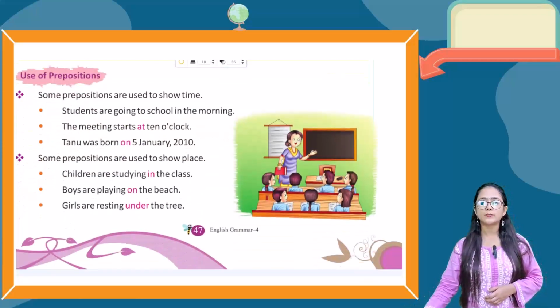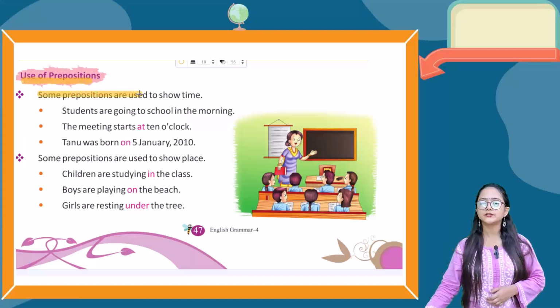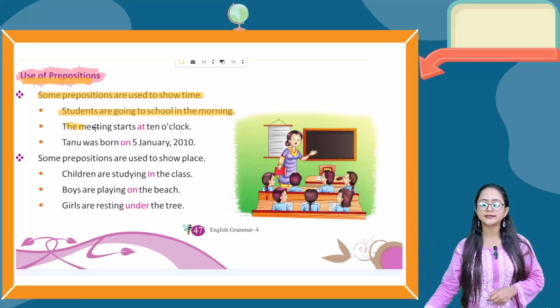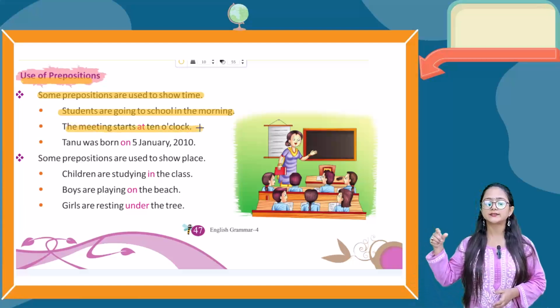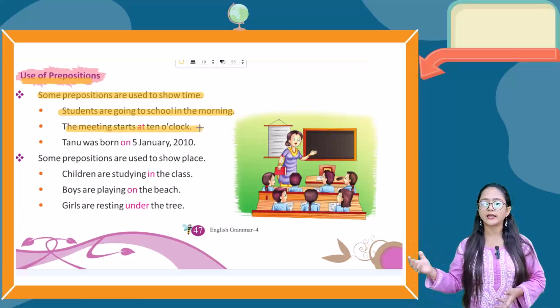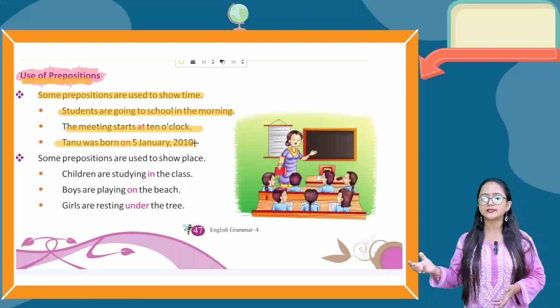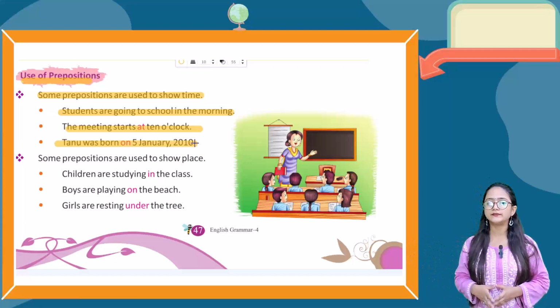Now let's talk about the use of prepositions. Some prepositions are used to show time. For example, students are going to school in the morning. So when they are going in the morning, it shows the time. Next one, the meeting starts at 10 o'clock. At is describing the time. Next one, Tanu was born on 5th January 2010. Here on is a preposition of time, which shows the time.